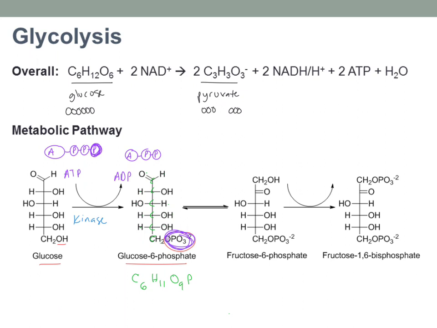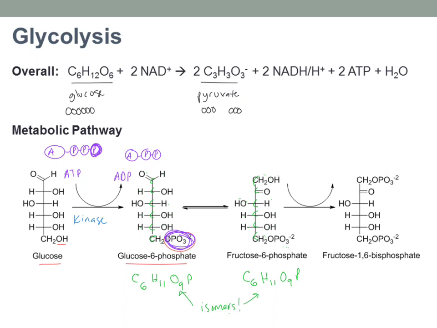And if I look over at the other molecule that it becomes, I have 6 carbons. I have 11 hydrogens. And I have 9 oxygens and a phosphorus. So these look like the same formula, right? Or in other words, these must be isomers.